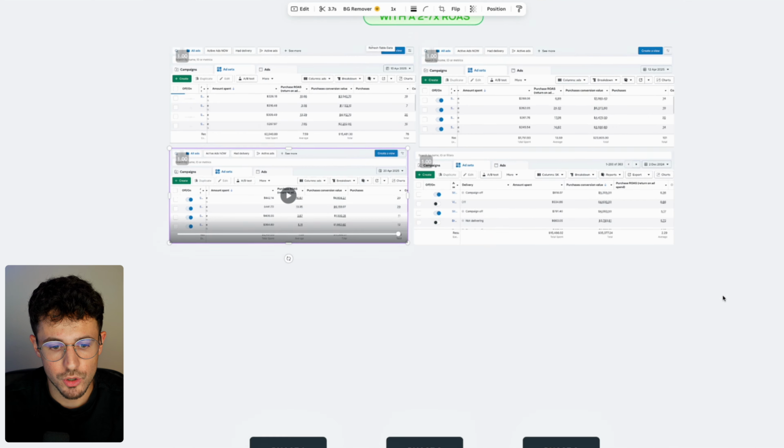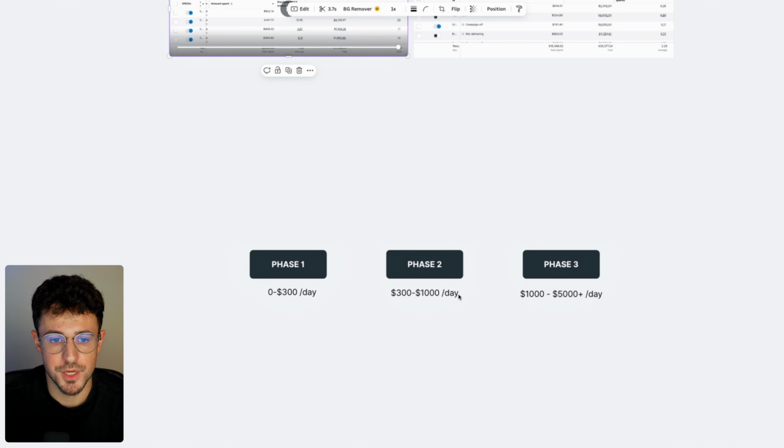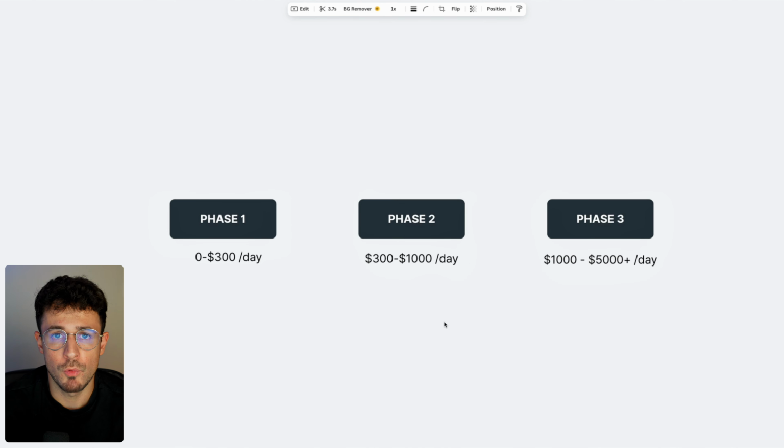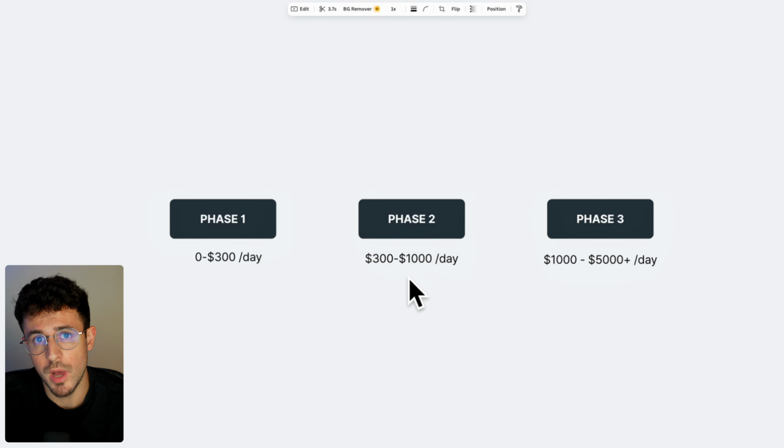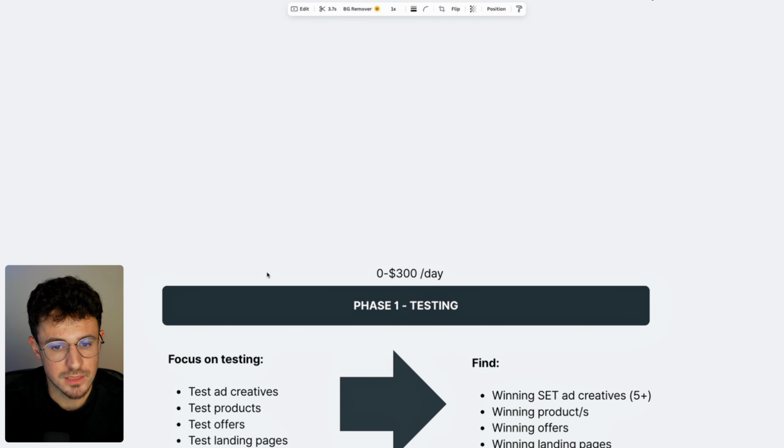Okay, let's go to the phases. We have 3 main phases here. The first phase is when you're spending between $0 and $300 a day. Phase number 2, when you're spending between $300 and $1,000 a day. And then phase 3, when you're spending between $1,000 and $5,000 per day. Depending on the phase where you are right now, you want to understand what it takes and the things that you need to have in order to move to the next phase. Okay, let's start with phase number 1.